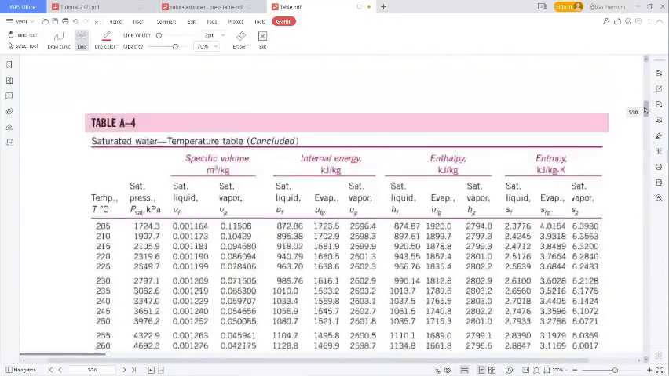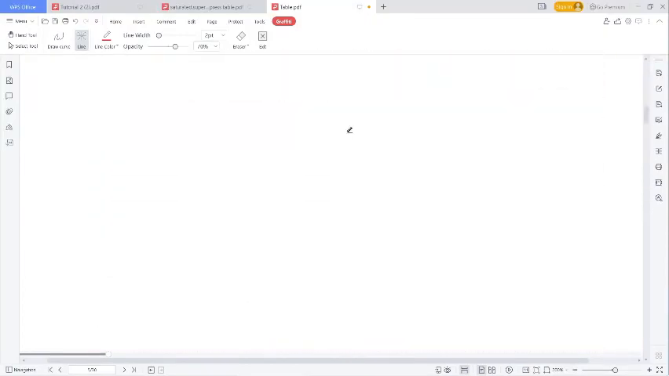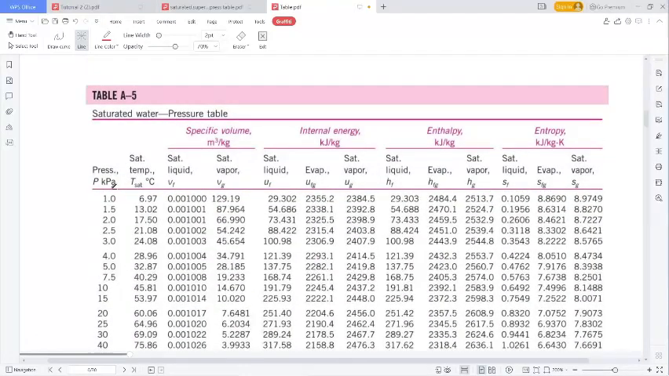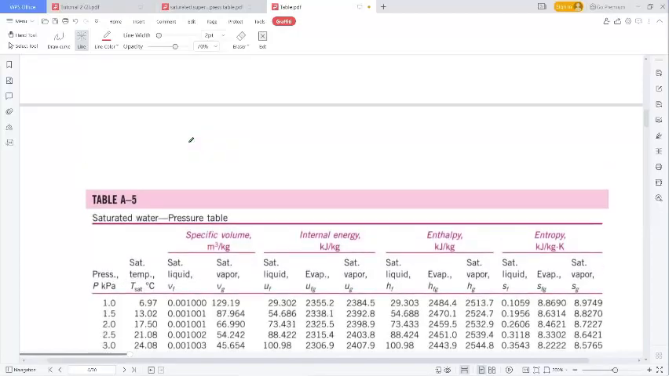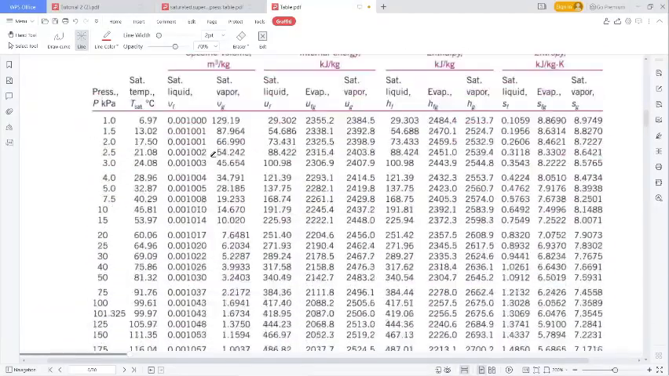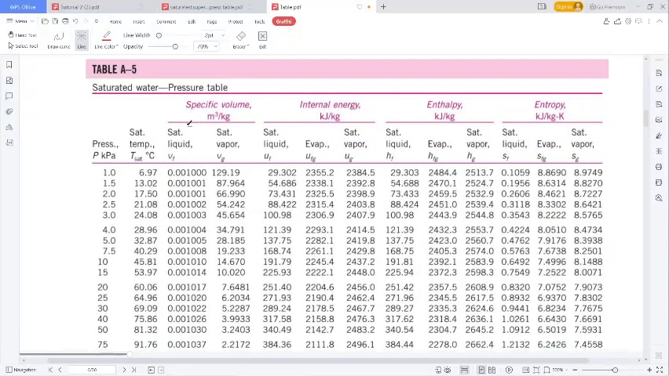If we go to the A5 table, it is just the same thing, but for the first column, it will be the pressure. Just now it was in the form of temperature, but this time the first column is in the form of pressure. So it has the same properties, which are specific volume, internal energy, enthalpy, and entropy, and the same symbols to express them. The unit for temperature is still degrees C.